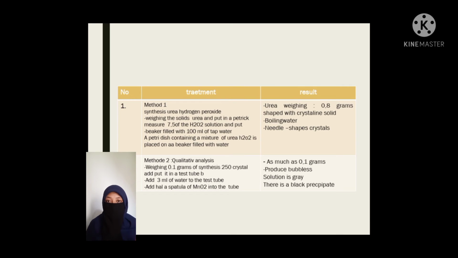Okay, treatment number 2. Method 2, qualitative analysis. Weigh 0.1 gram of the synthesized crystal and put it in a test tube, add 3 ml of water, and add half a spatula of MnO2 into the test tube. Result of observation: 0.1 gram produces bubbles. The solution is gray, and there is a black precipitate.